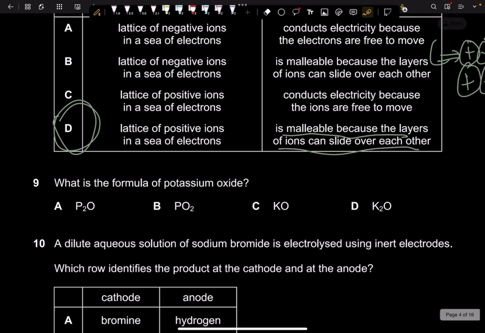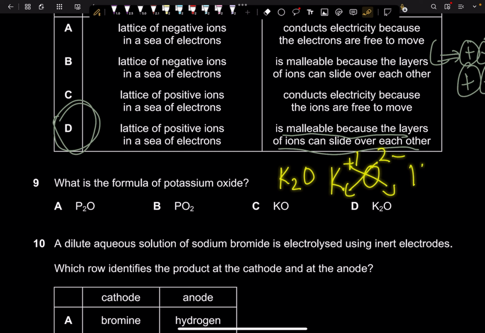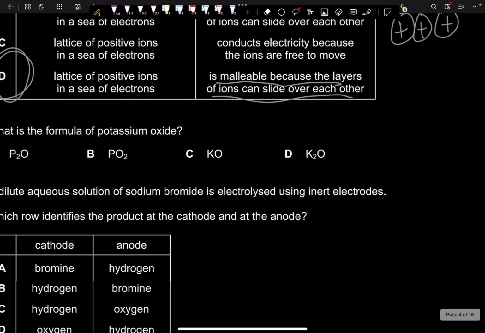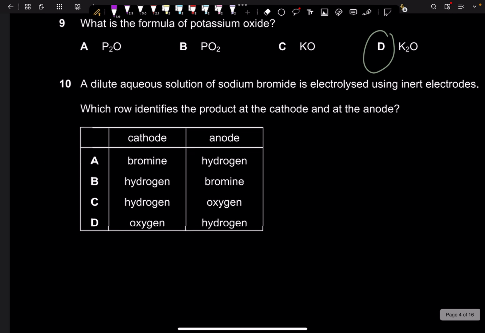Let's move on. What is the formula of potassium oxide? It is going to be K2O. Potassium has a charge of +1, and oxygen has a charge of 2 negative. This 2 comes here, this 1 goes here, that becomes K2O. That was simple and easy, option D. Okay, moving on.